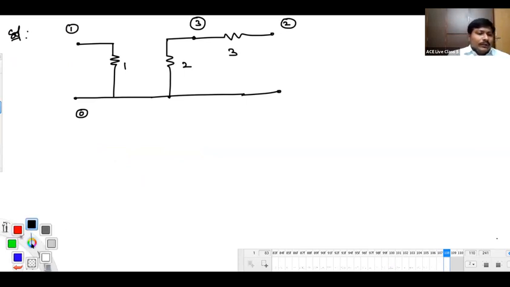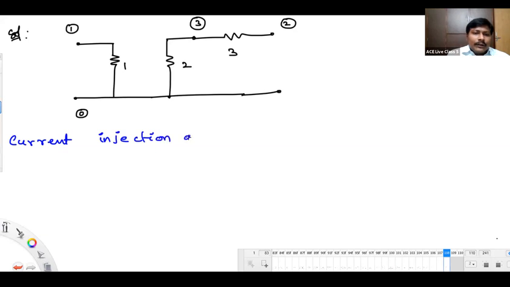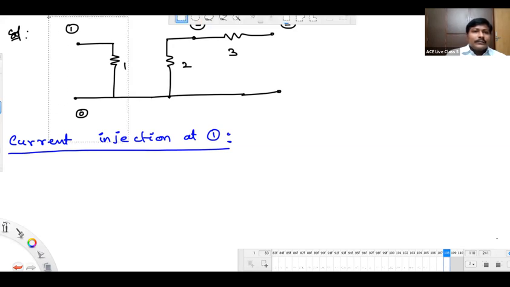Next thing. You can go with the current injection technique, as we said earlier, or else calculate the Thevenin impedances with respect to 1, 2, 3, and then the transfer impedances. That's your wish. Let's say current injection at bus number 1. Let me copy this network once.